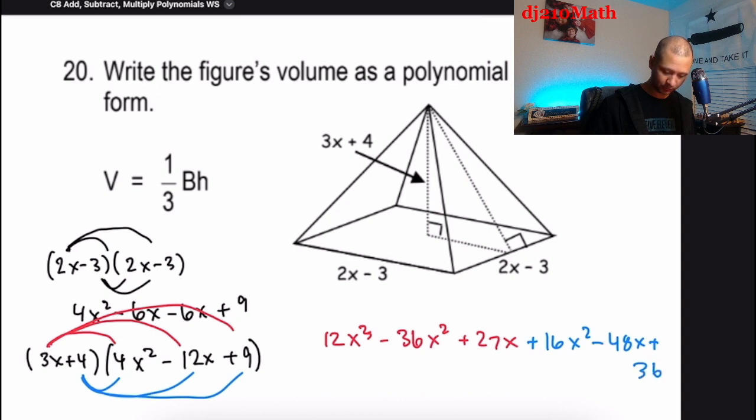Oh, you can't see it. 36. All right, combining all like terms, we have 12x cubed, negative 20x squared, negative 21x, and 36 is the constant.